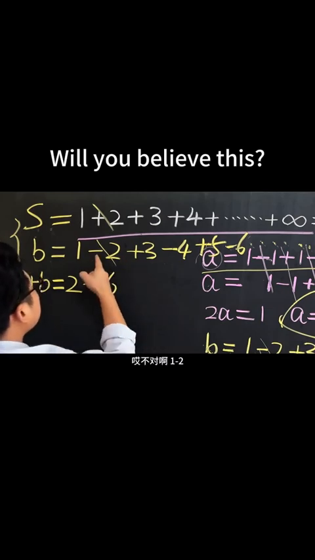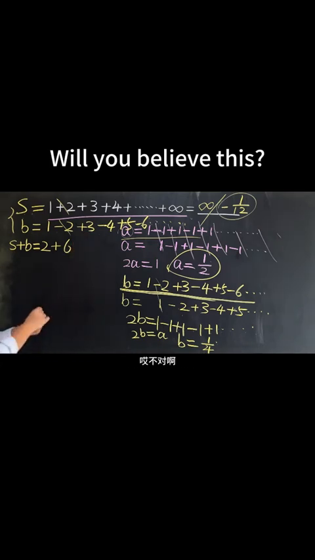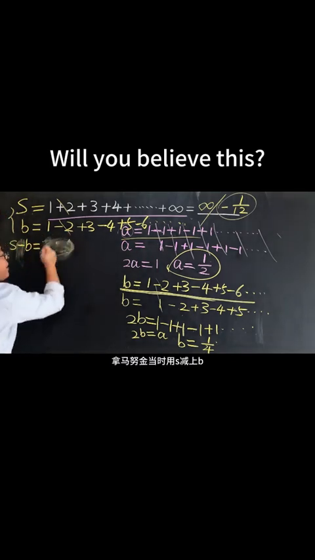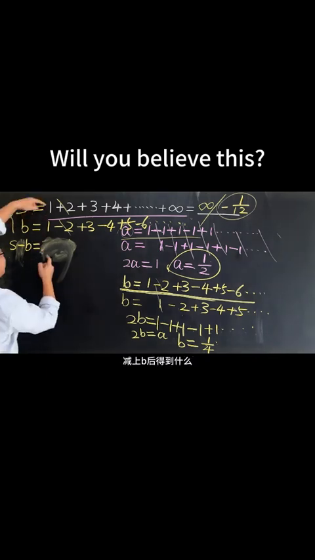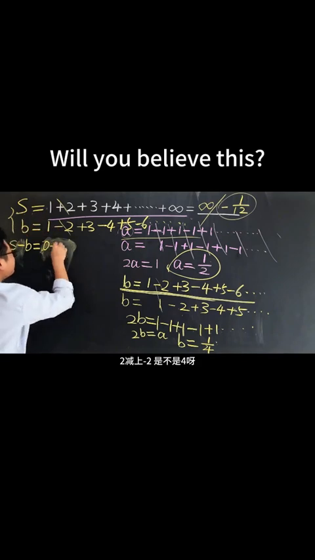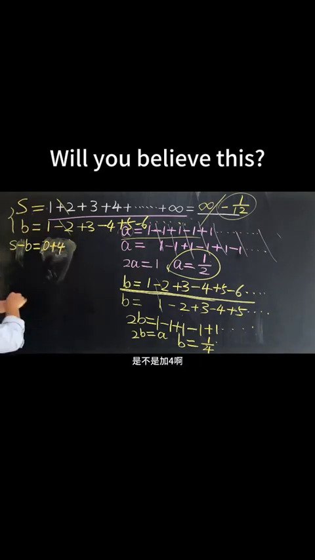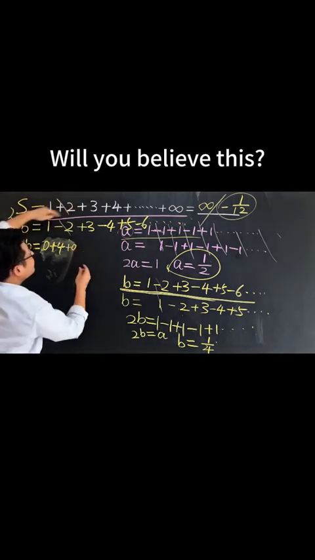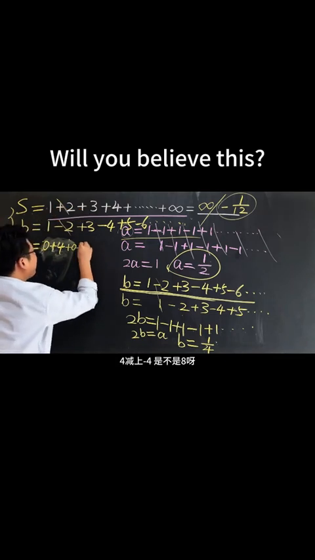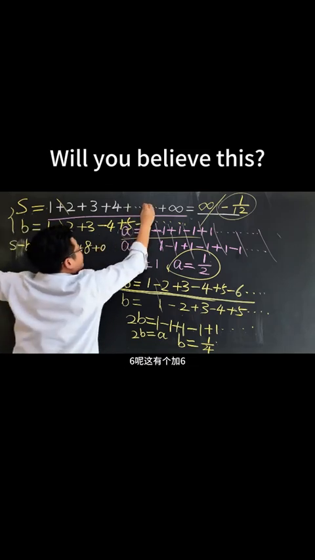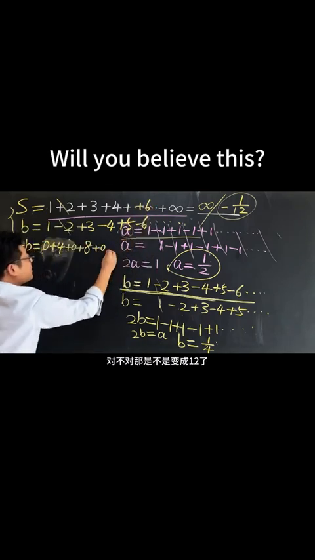Wait, that's not right. That's not how it was. Actually, it was S minus B. Ramanujan used S minus B at the time. After subtracting B, what do you get? 1 minus 1 is 0, right? 2 minus negative 2 is 4. 3 minus 3 is 0. 4 minus negative 4 is 8. And for 6, there's a plus 6, so that becomes 12.